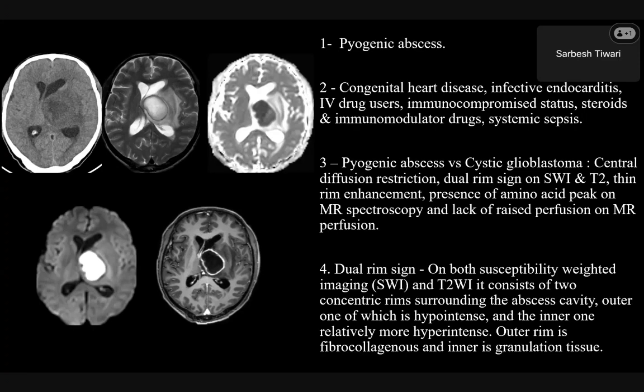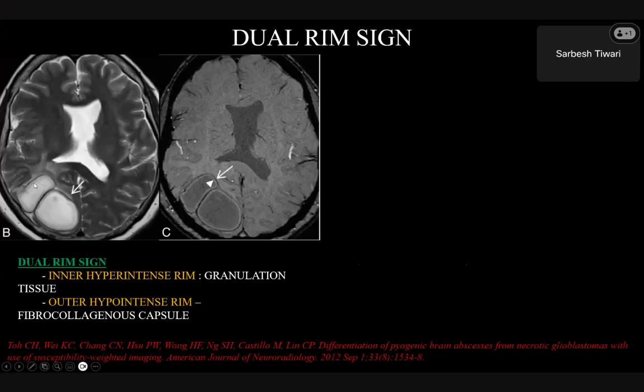Now for the dual rim sign, this is a classical dual rim sign. You have an inner hyperintense rim of granulation tissue and an outer hypointense rim of fibrocollagenous capsule. Whenever you see this sign, you are quite assured that you are looking at a pyogenic abscess. On the contrary, for a cystic glioblastoma, you will have an irregular thick-walled margin with a lot of hemorrhage, and on contrast, irregular and very thick enhancement. So this was a case of a cystic lesion. That's the pattern that you get in the exam, a cystic lesion or a cystic lesion with a mural nodule.